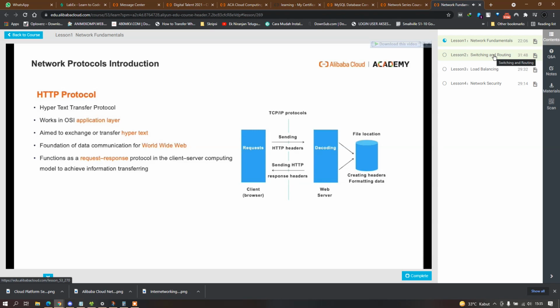So to some degree, we can say that HTTP is the foundation of data communication for the World Wide Web. And when HTTP is working, it functions as a request and response protocol in the client-server computing model to achieve information transferring. This is how HTTP protocol works.